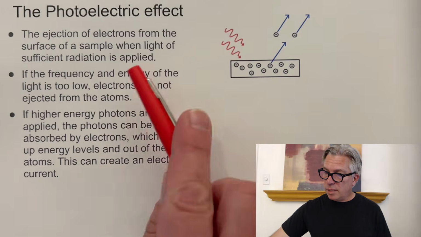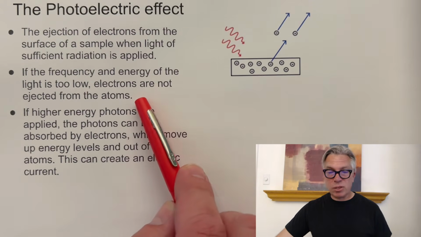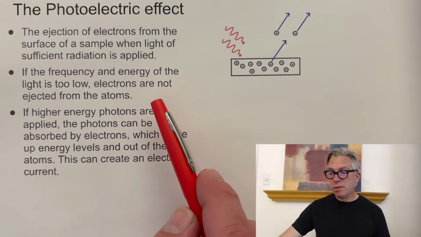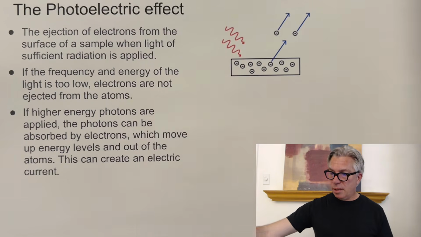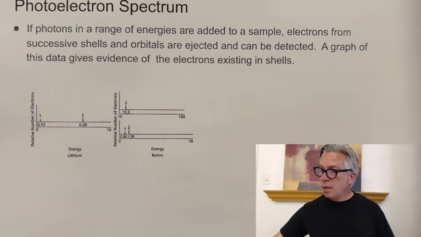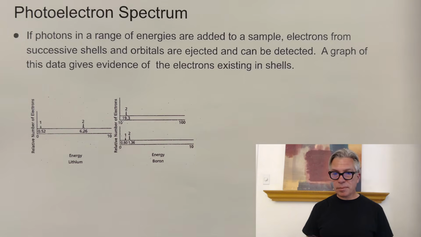Okay, and because of that, there is another slide on the photoelectric effect. So take a moment and read that. If the frequency and energy of the light are too low, the electrons are not ejected from the atoms. They may jump up and jump back down and give you a spectrum, but they won't be ejected. And that's cool. And that gives us another form of spectroscopy that we're introduced to in this unit. It's called photoelectron spectroscopy. All right, PES for short.